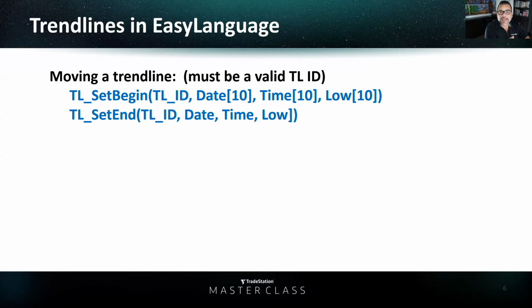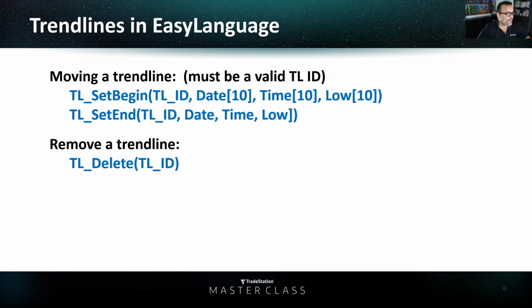And then after that, you supply the three data points for that anchor. The begin anchor and the end anchor are set separately, and that's why you have the two lines of text here. You can choose to just adjust one of the anchor points, which will change the slope of that trend line, but you can also change both anchors if you want to. To remove a trend line, this is the reserved word TL_Delete. And inside parentheses, of course, you have to tell EasyLanguage which trend line to remove, and we know that we have to reference a particular ID.